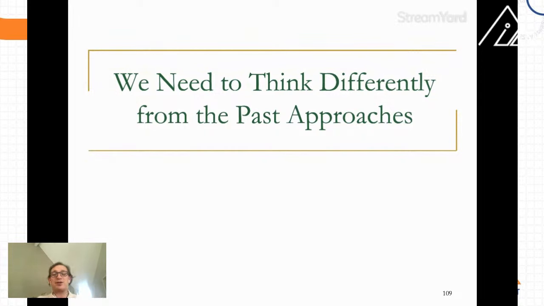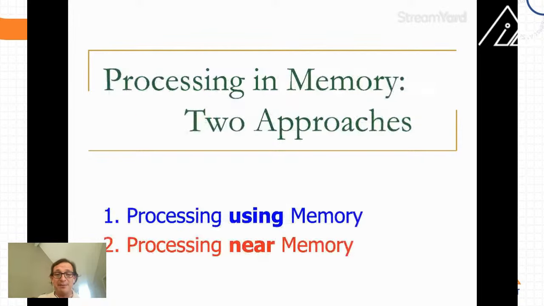Okay, so now we're going to go into a little bit more detail. But before I go into more detail, I should define some terminology. This is an area where terminology is not very nicely set, if you will, and we're trying to set the terminology. Early people who did processing in memory called it logic in memory, which is not a bad term, actually. We'll call it processing in memory, which is actually a commonly used term.